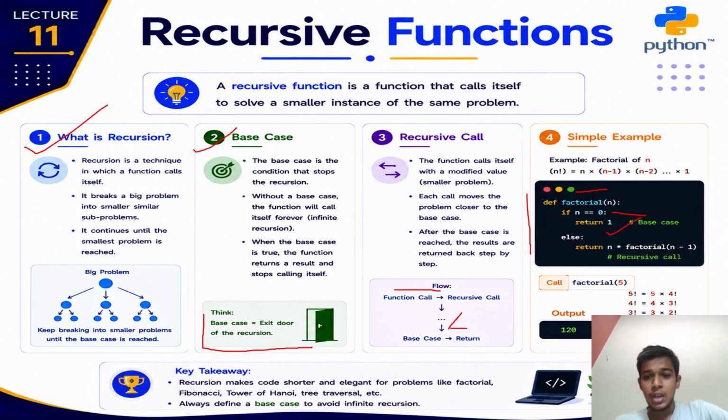Otherwise, the function will return n into factorial n minus 1. This means the function calls itself again with a smaller number. Now suppose we call factorial 5. Now Python performs these steps.